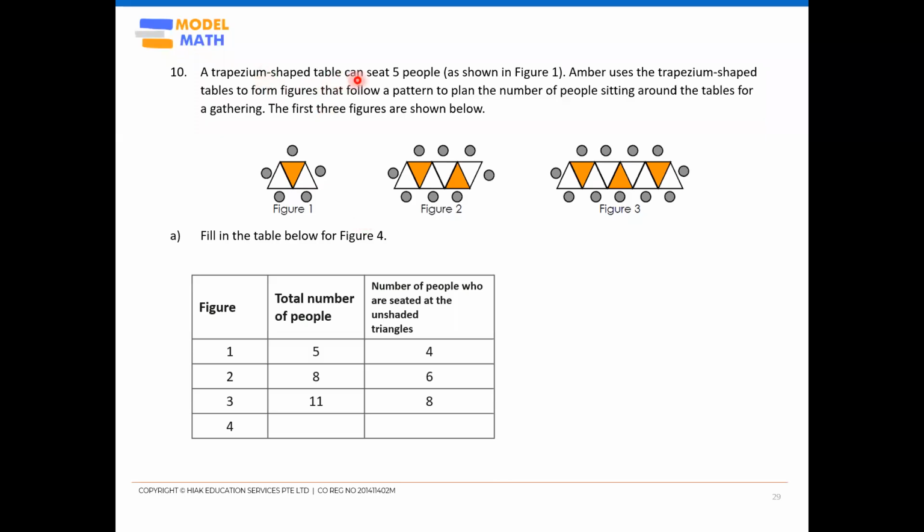A trapezium-shaped table can seat 5 people. Amber uses the trapezium-shaped tables to form figures that follow a pattern to plan the number of people sitting around the table. The first 3 figures are shown below.